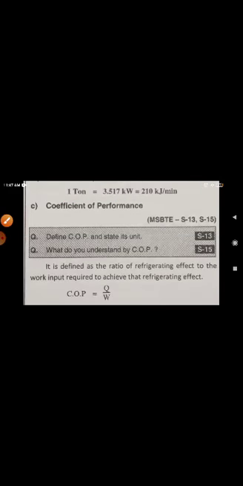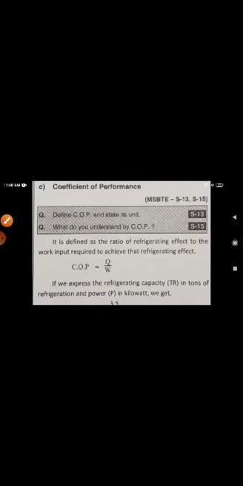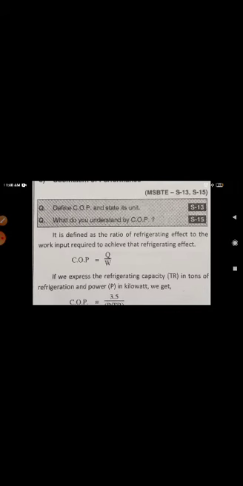Then coefficient of performance is considered for heat pumps and refrigerators, to calculate how the machine is working, and efficiency is calculated for the engines to understand their performance.